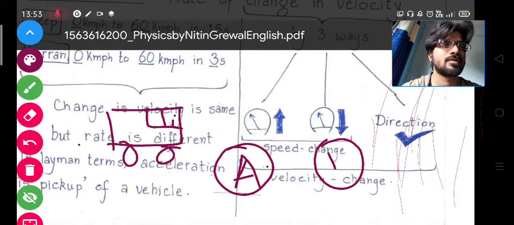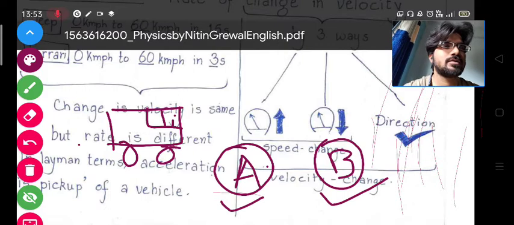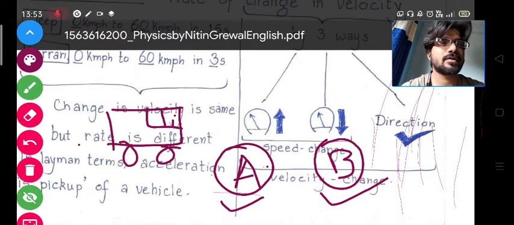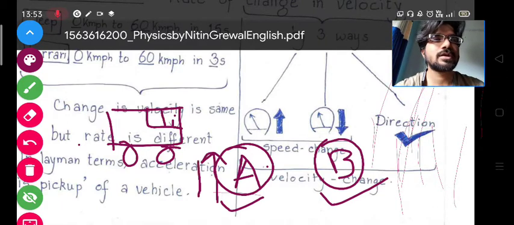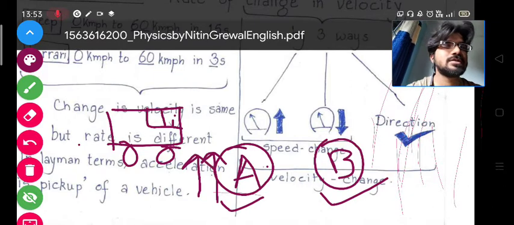Both of these things are used to provide the necessary force, but in a particular direction. Okay, we will see. Whenever you press the accelerator, it will speed up in the direction of force applied. So the direction of the force is in the direction of the motion of the vehicle. So the accelerator increases the speed.